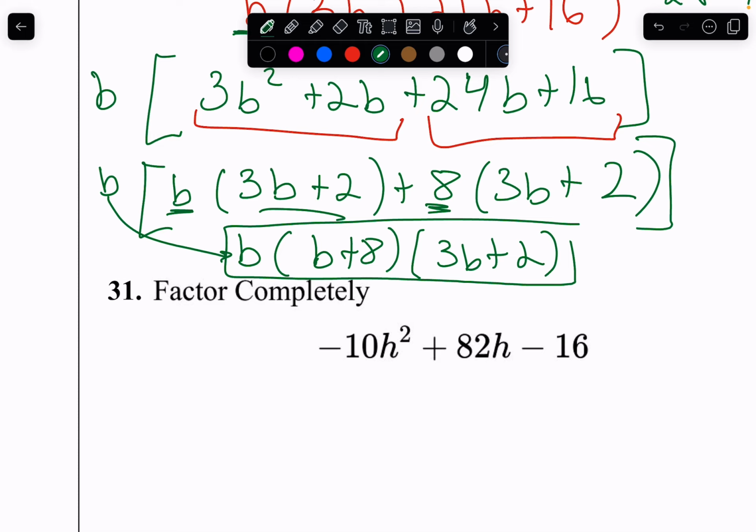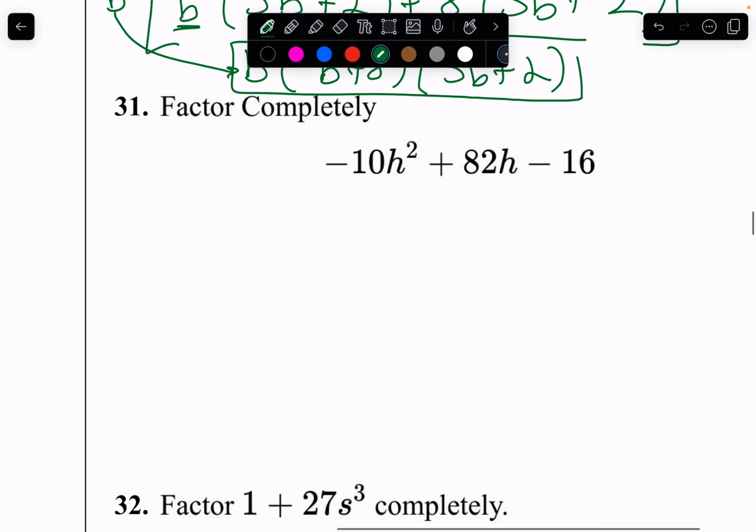Okay, let's go try number 31. So we look here. The first thing we always look for is a greatest common factor. Now, if you recall, I told you if this leading term is negative, you're probably going to want to pull a negative out. So we know we're going to take a negative out here.